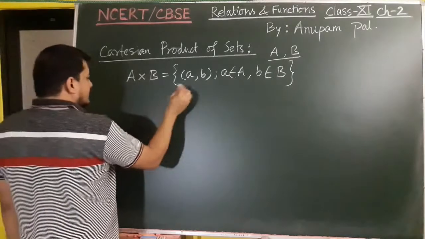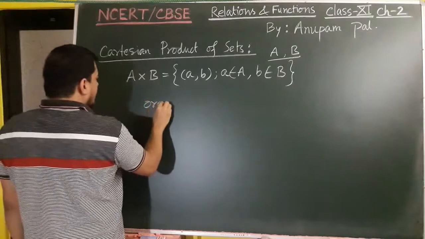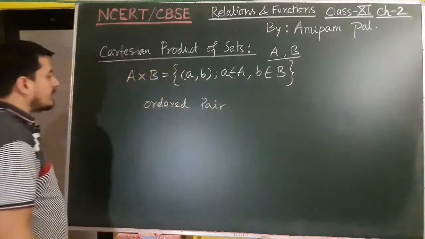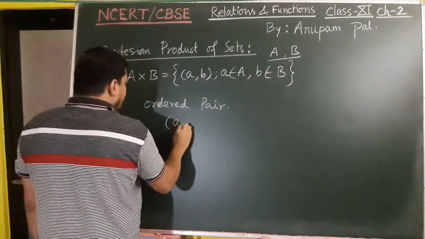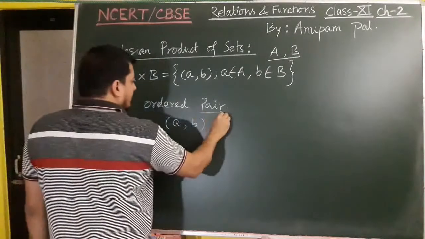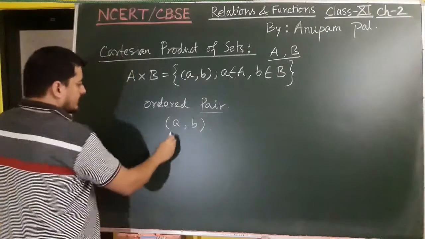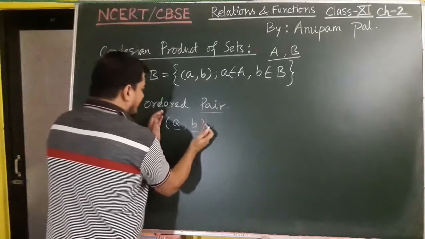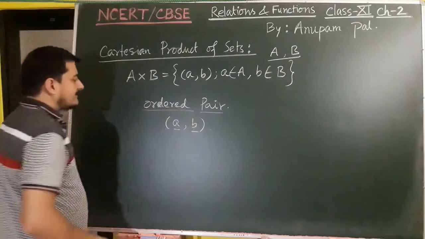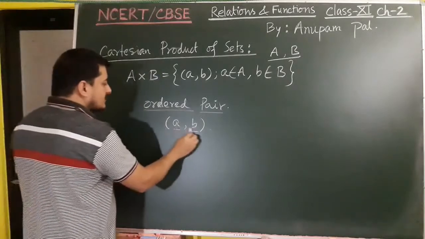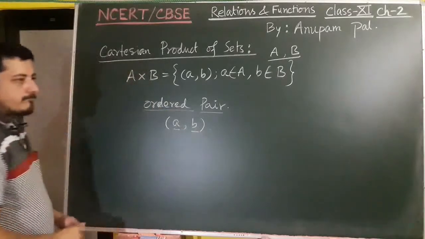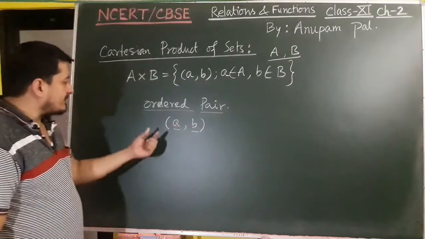I just want to say something more about what an ordered pair is. An ordered pair we write within a pair of parentheses, so suppose this is (a, b). Here two things are important. One is pair. Pair means two elements together, that we have written within a pair of parentheses. And order. Order means the sequence in which these two elements appear. For example, here you can see b appears after a. So it has maintained the sequence. So this is an ordered pair.